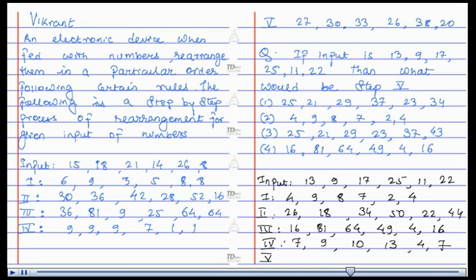13 plus 12 is 25, 9 plus 12 is 21, 17 plus 12 is 29, 25 plus 12 is 37, 11 plus 12 is 23, and 22 plus 12 is 34. So this is the required set which is given to us: 25, 21, 29, 37, 23, 34.